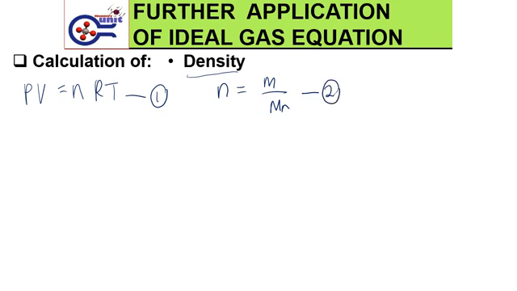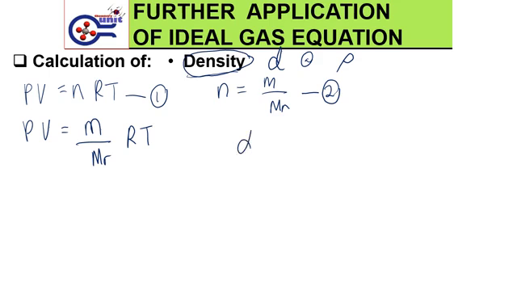So, substitute number 2 into equation number 1, iaitu PV equals to n is m over Mr, RT. Betul? Okay, how to relate the density with the equation? So, the symbol used for the density can be D ataupun pelajar boleh gunakan rho. Tak kisahlah nak gunakan D ataupun rho simbol. So, density D is equals to mass over volume. Betul tak? Ini adalah formula yang ketiga, iaitu formula bagi density.